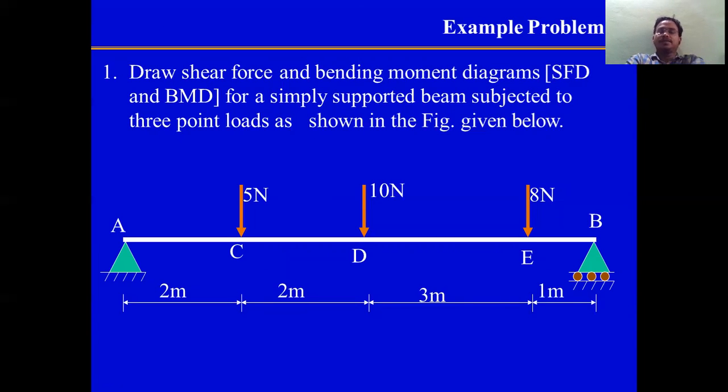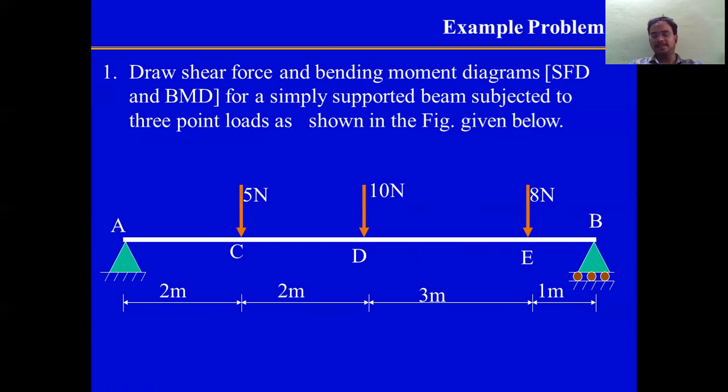Let me tell you the steps first. First step, determine the reaction forces. How do we find the reaction forces? It is very simple. As we discussed earlier, the summation of vertical forces is equal to 0, and the moment at any of the supports, any of the unknown reactions, is 0. Then we will find the reaction forces.